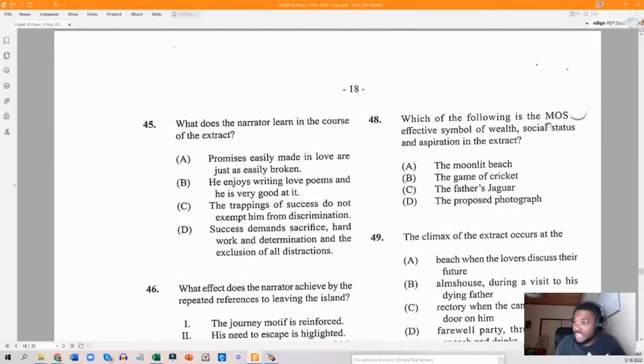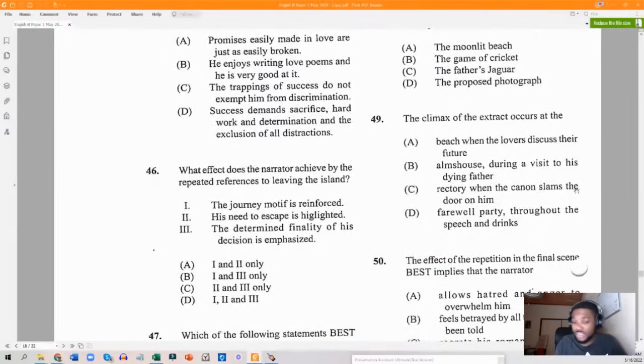48. Which of the following is the most effective symbol of wealth, status, and aspiration in the passage? C. The father's jaguar. Yeah? Symbolizes his wealth. He's a rich man, isn't he? 49. The climax of the extract occurs where? The climax of the extract.